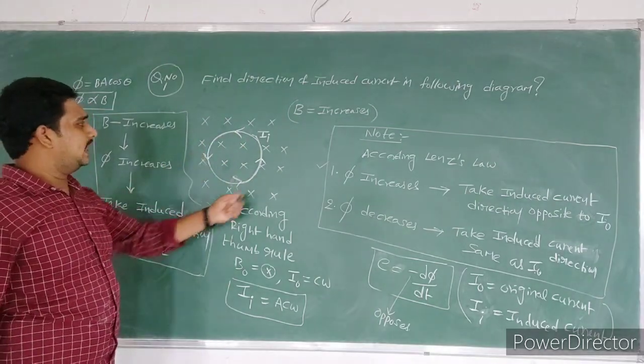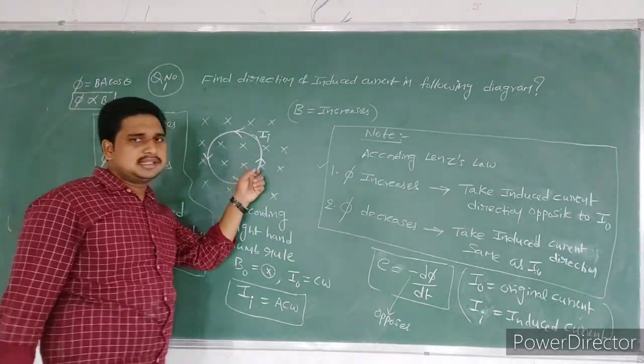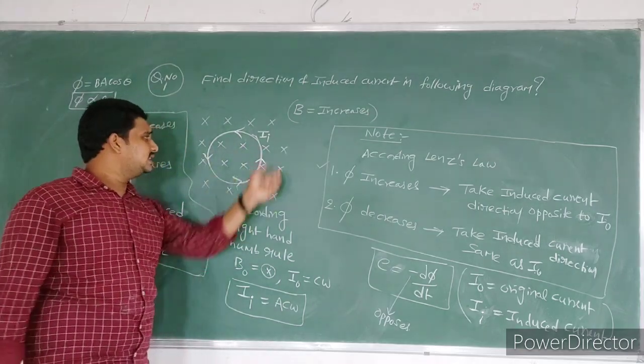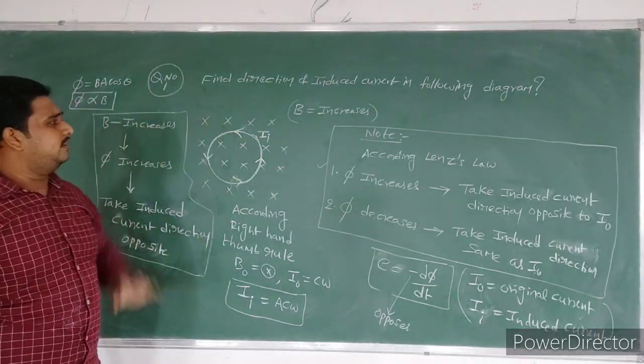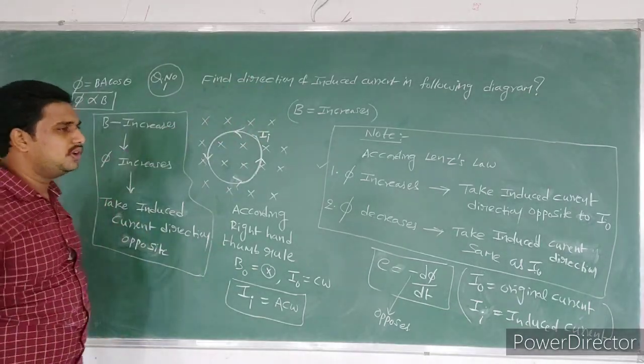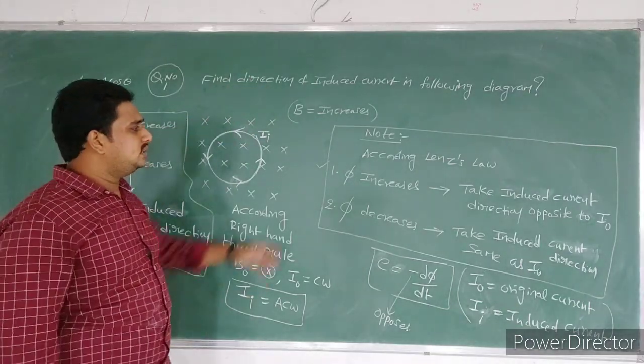Okay, so one conducting coil. This coil is made with a copper conductor, and it is placed in this magnetic field. What is the direction of induced current? How to find the direction of induced current? By using two note points.